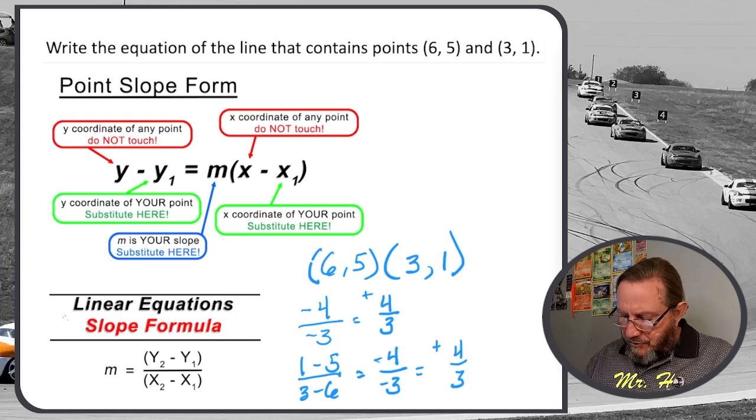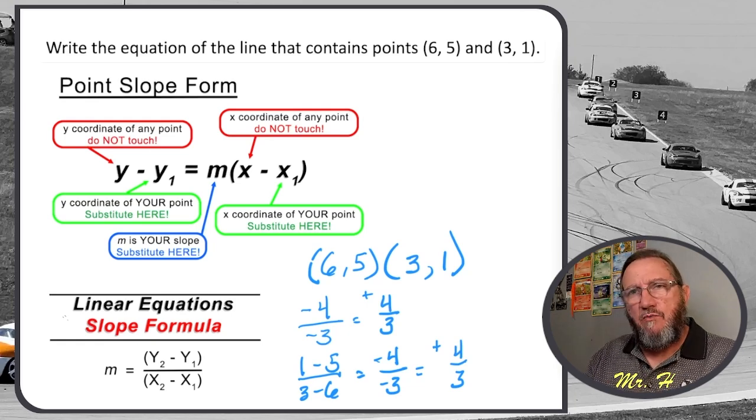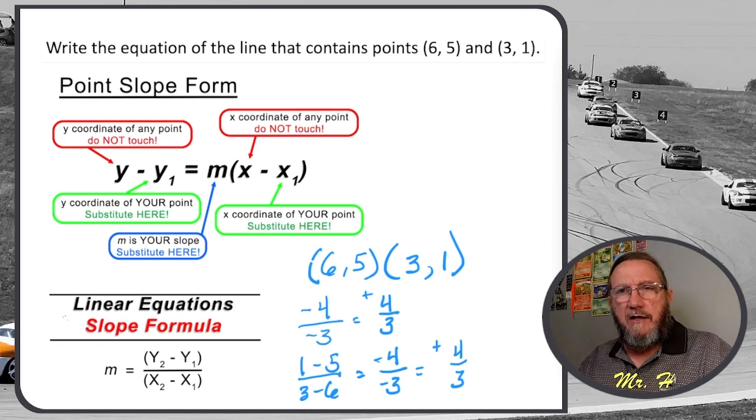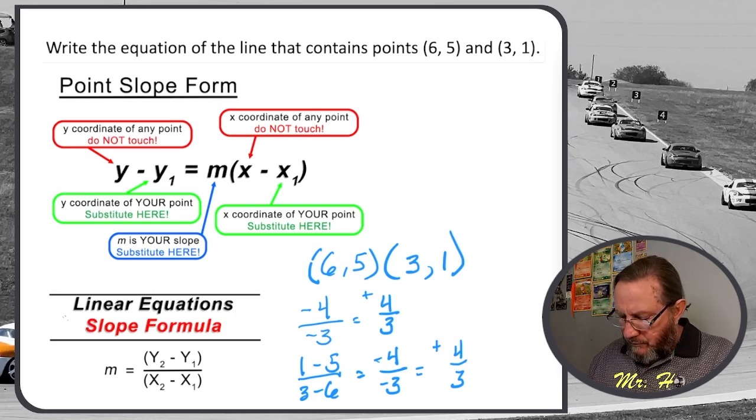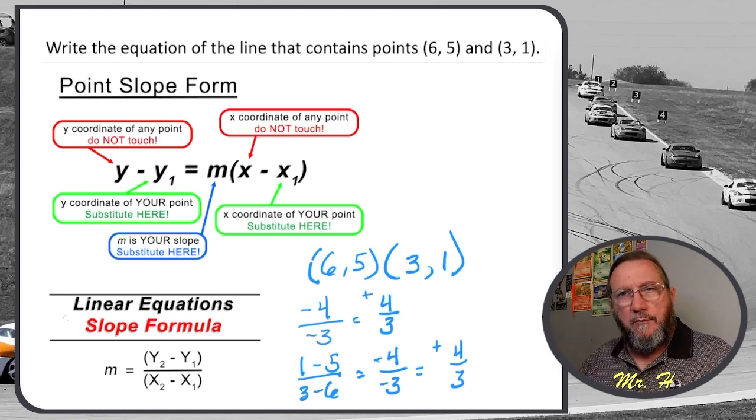Whether you use it as sort of a concept base of how did this y value change into that y value, and how did the x change into that x, or if you literally plug numbers into the formula, you're still going to get the same answer for your slope. So we have now come up with our slope as positive 4 over 3. What do we do now?